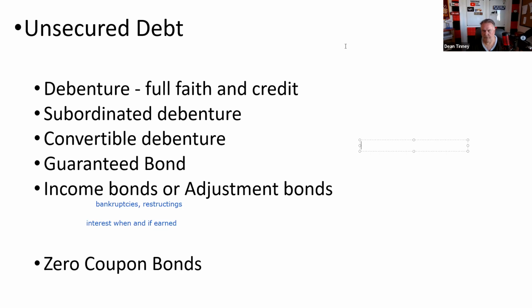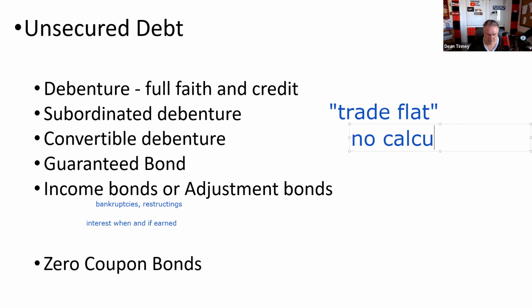And what trade flat means, test question, is a bond that has no calculation of accrued interest. So if I say a bond trades flat, that means no calculation of accrued interest. So if you're the buyer of an income or adjustment bond, you do not have to pay the seller any dollar amount of accrued interest. Because remember, the whole point of accrued interest is that you're going to receive a check, and you may or may not, as a buyer, receive this check, because remember, they don't pay interest.